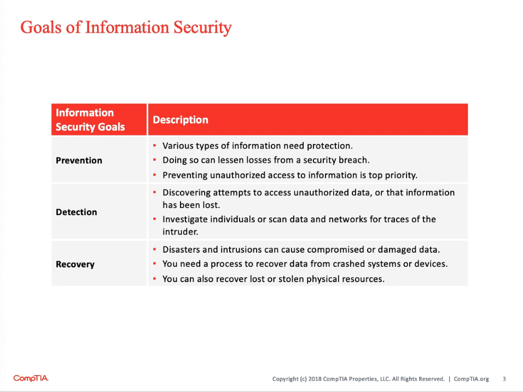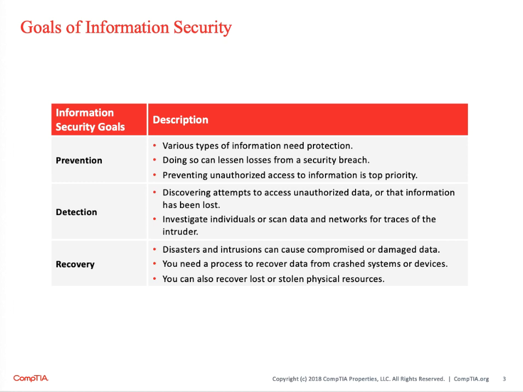Next up, we have detection. Detection occurs when we have discovered attempts to access unauthorized data, or information has actually been lost and we've noticed that it's been lost. It can be accomplished by investigating individuals, by scanning our network, or by scanning data and finding any traces left of the intruder, right?